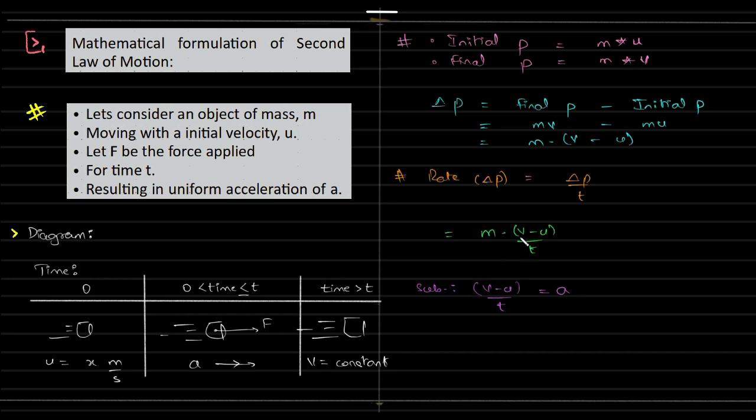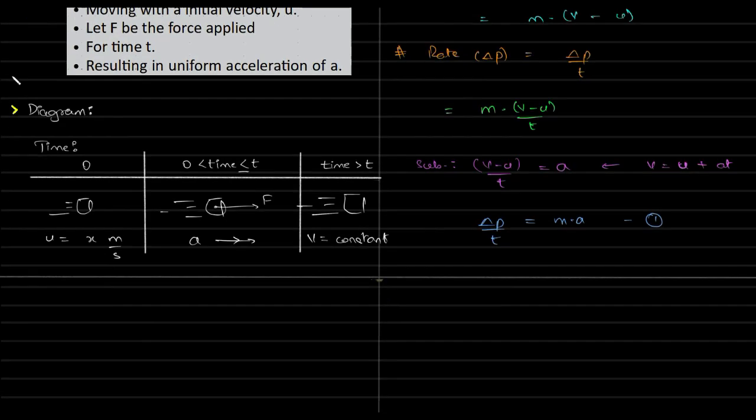Let's substitute this over here. If you're not able to recall how we got this, we got it from this particular formula. Derive it, and you will get the same expression for a. So in place of v minus u by t, I can substitute a, and so we have the rate of change in momentum being equal to mass into acceleration. We'll call this equation 1.